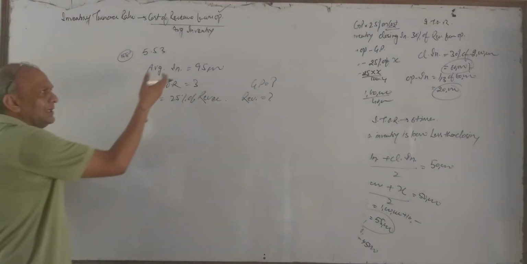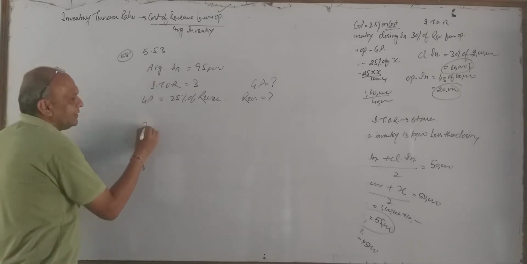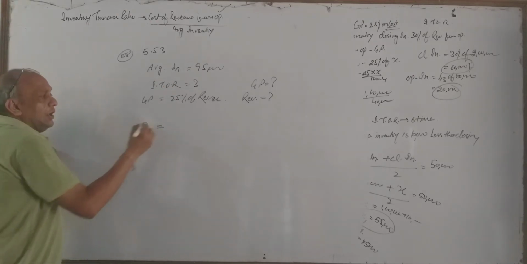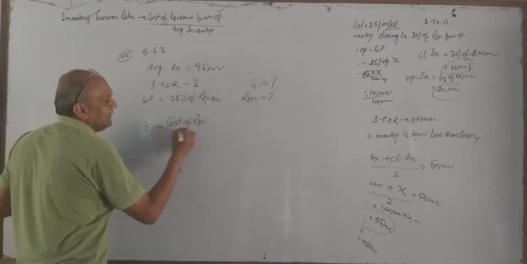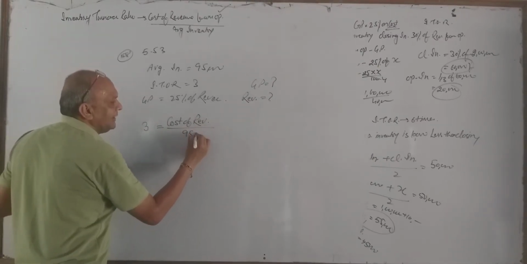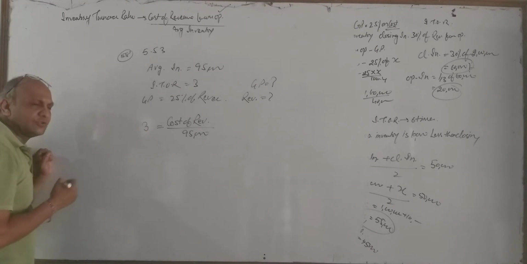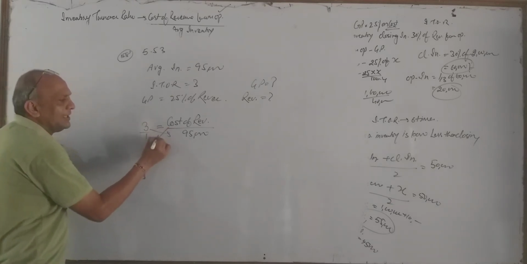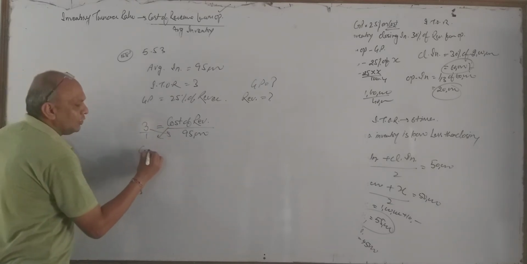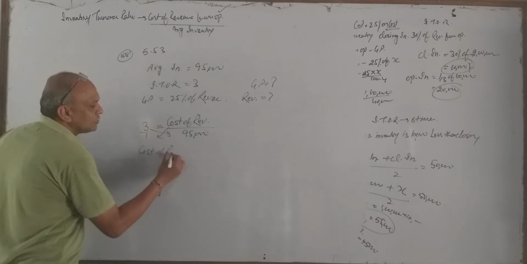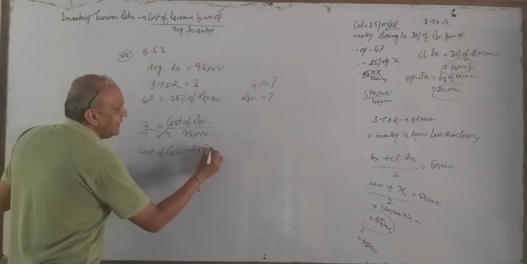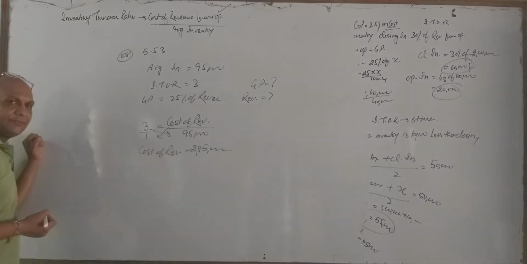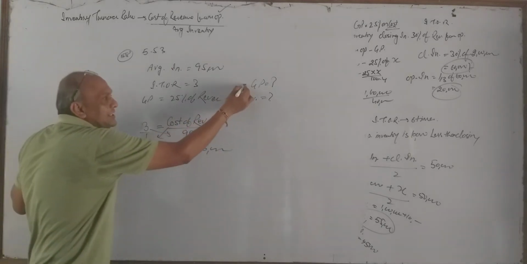Let us solve. Again apply the same formula. Inventory turnover ratio equal to 3. Here we have not been given cost of revenue. So cost of revenue divided by average inventory 95,000. Understood? Let us do cross multiplication, dear friends. So how much cost of revenue comes? Cost of revenue is equal to 2,85,000. Right? Now we have to find GP and revenue.